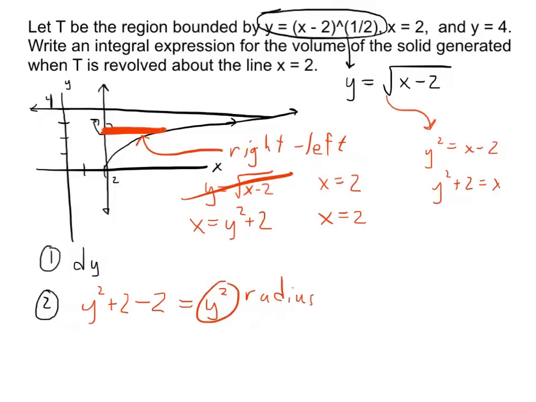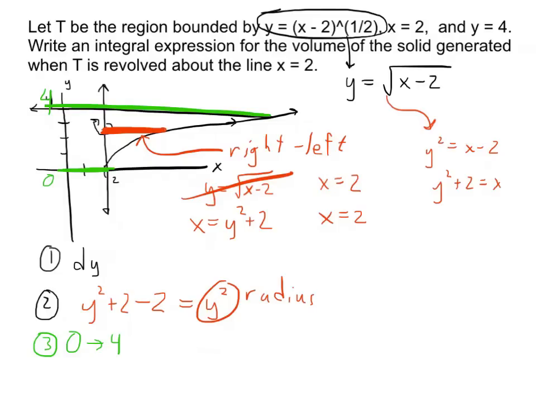Okay, we're almost done. Step 3 is where we're supposed to figure out what the bounds are. Because I'm doing this in terms of y, my bounds are y values. I'm starting here, I'm going up to whatever this is. So we can definitely tell this started down here at 0, and it goes all the way until we get up here at 4. So this is easy.